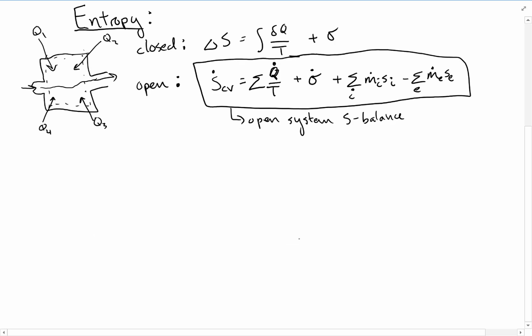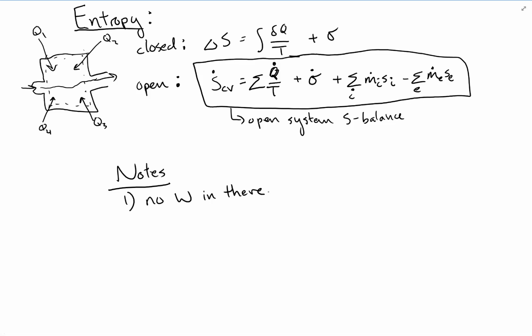So now that we've derived this equation, the open system entropy balance, let's start breaking it down and looking at a few notes about how it gets modified under certain circumstances. The first thing that I want to note is that there's no W in that equation. There's no work in that equation. Entropy does not move with work. Doing work on something does not change its entropy. Taking work out of something does not change its entropy. There is no work term in the entropy equation. Work does not affect the entropy of a substance.